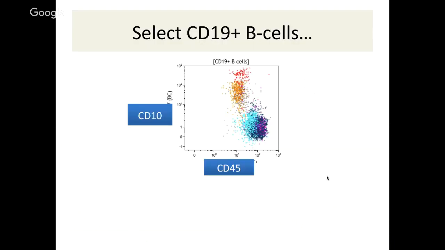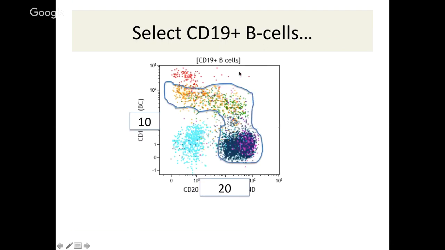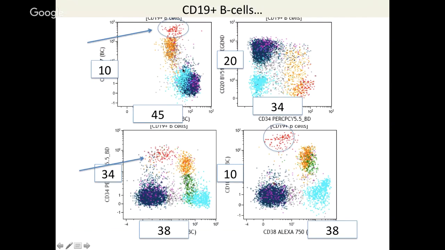So here, if you look at CD10 and 45, this is a nice normal pattern, but there are some dots which are very strong for CD10, given red color here. Now this is MRD. This is very, very strong for CD10, highly abnormal. Now, if you look at these templates of 10 and 20, 10 is going out. This population is going out of the templates. So this is abnormal for us. And based on one marker, we cannot call it MRD.